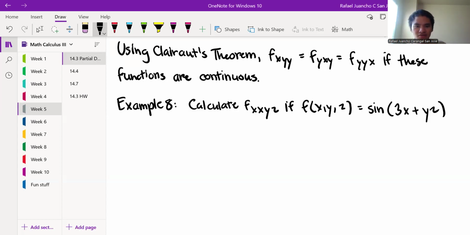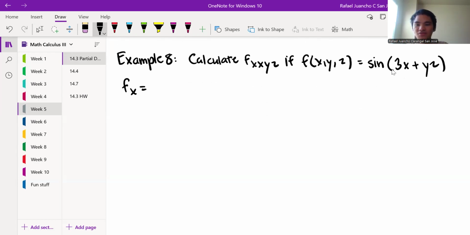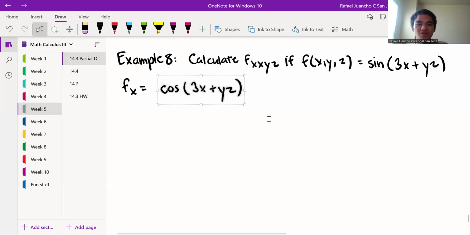So first let's find f sub x. We take the derivative of this function, and we get a cosine of whatever's inside. Then we apply the chain rule to the inside. Here we say y and z are numbers, so those terms are 0. We're left with 3. So our answer is just this.